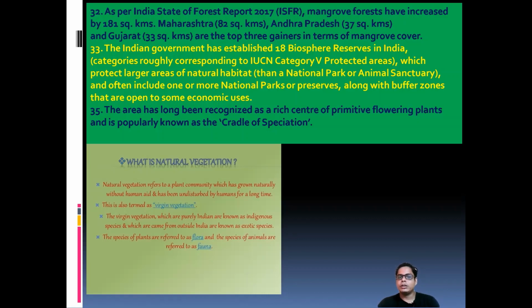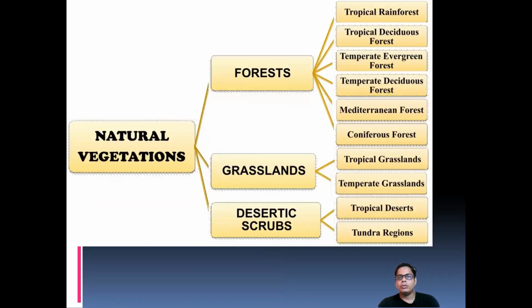What is natural vegetation? Natural vegetation refers to the community which grows naturally without humans and is undisturbed by humans. So this thing we have to understand. This is also called virgin vegetation, because it is untouched. Virgin vegetation which is purely Indian is known as indigenous species, and which came from outside India is known as exotic species. So virgin means purely Indian origin. Some of the plants are referred to as flora, and species of animals are known as fauna.